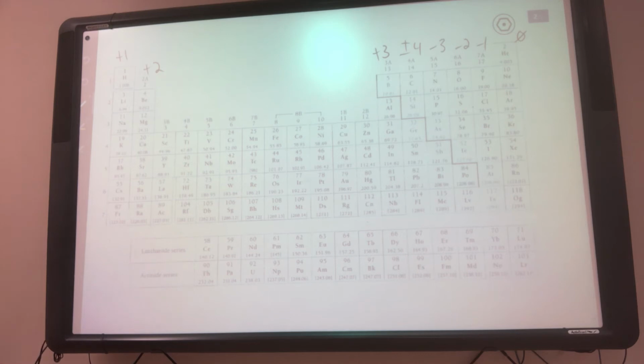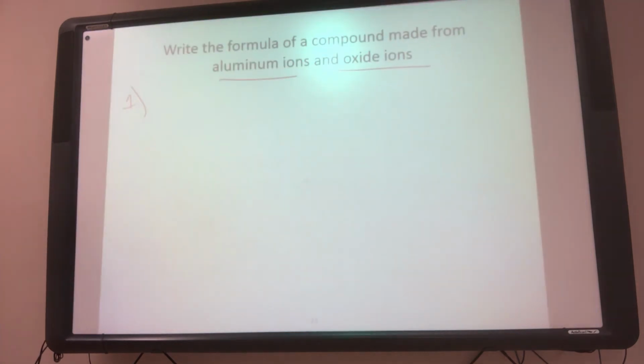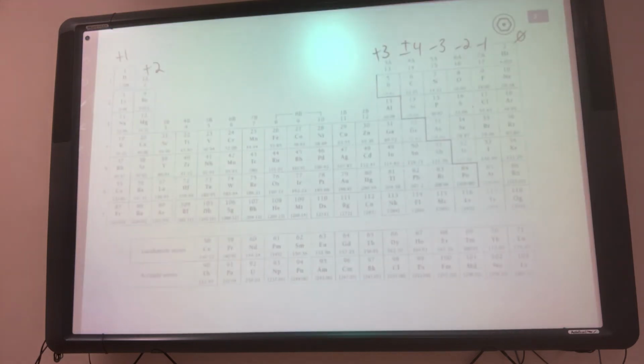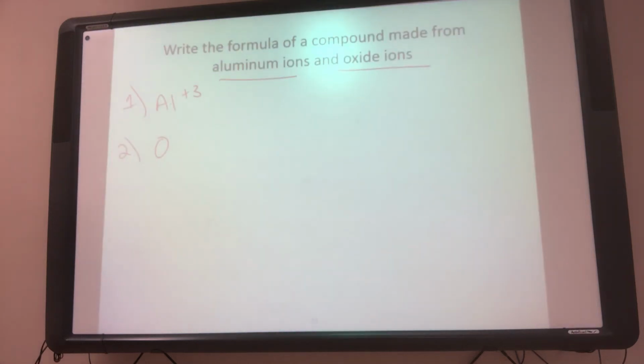Okay, so aluminum is over there in group 3, so it's a plus 3. So we write Al plus 3. Step 2 was to write the symbol for the non-metal anion and its charge. So it was oxygen, which is an O, and oxygen here is in my minus 2 column. So that's steps 1 and 2.